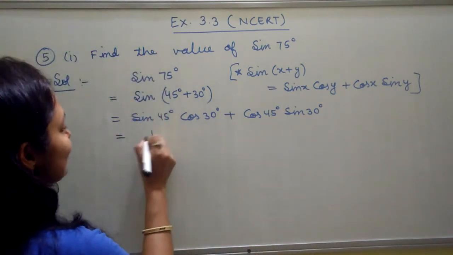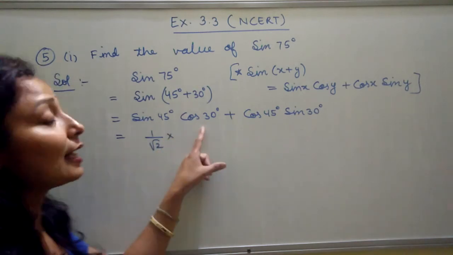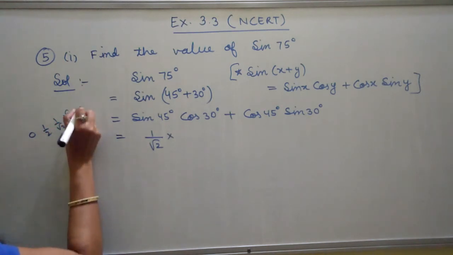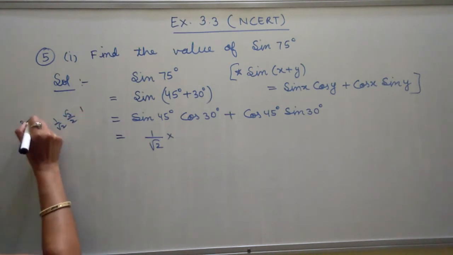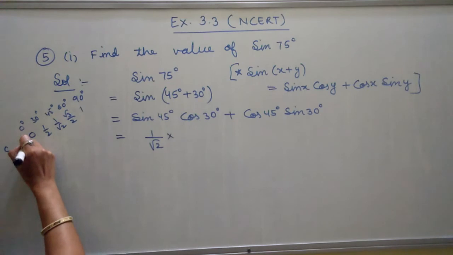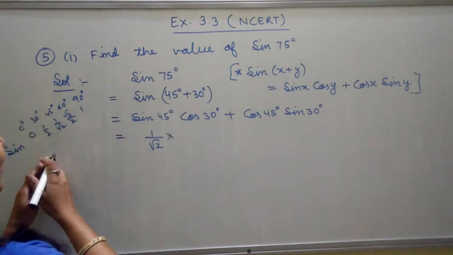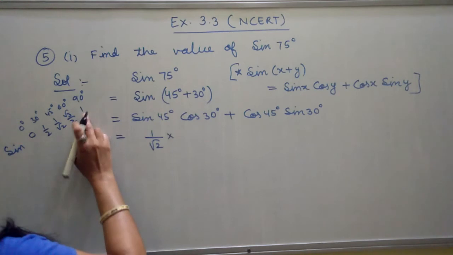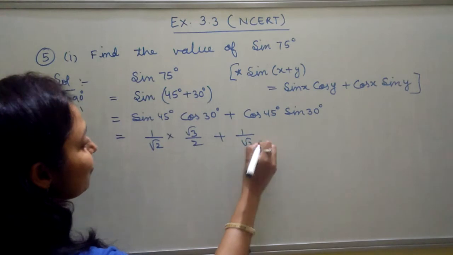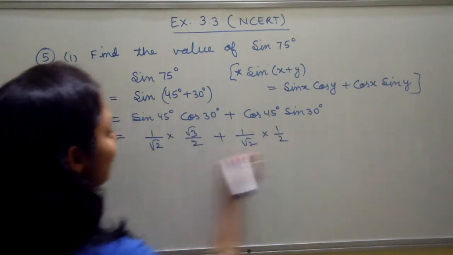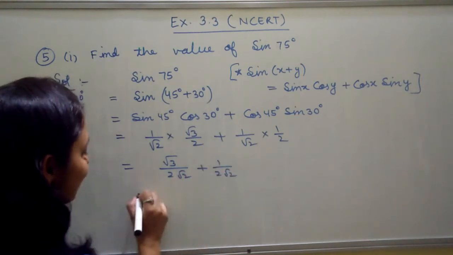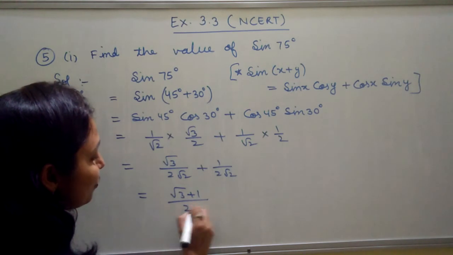The trigonometric table says the value of sine for 0, 30, 45, 60, 90 degrees varies as 0, 1 by 2, 1 by root 2, root 3 by 2 and 1. When we take the opposite values, that is for cos. So sine 45 is 1 by root 2, cos 30 is root 3 by 2, plus cos 45 is 1 by root 2, and sine 30 is 1 by 2. So we get root 3 plus 1 upon 2 root 2.